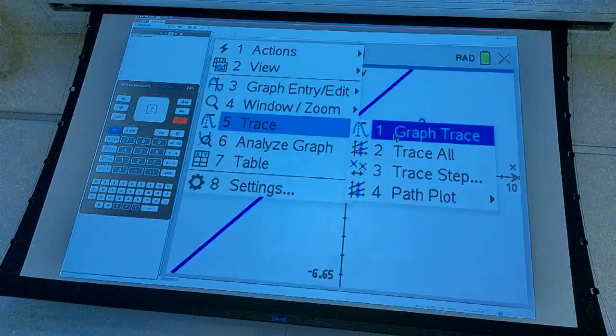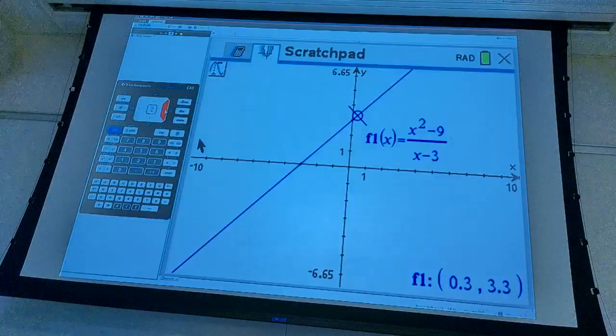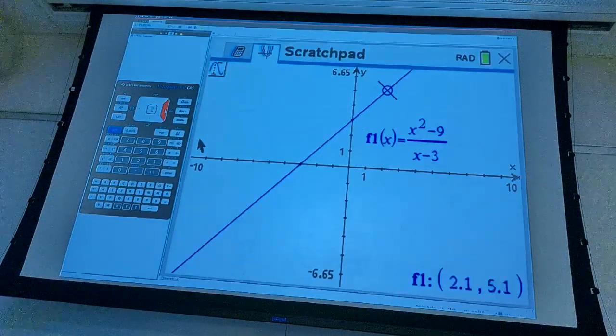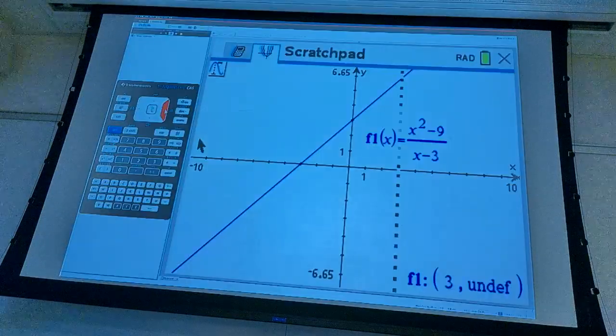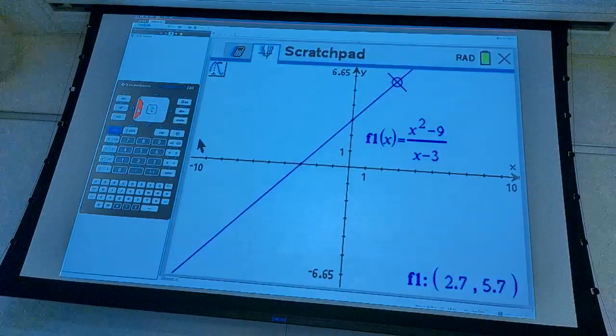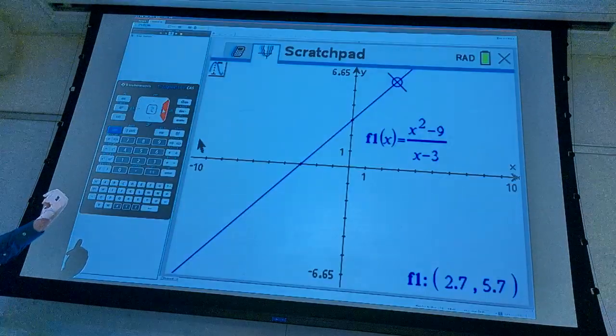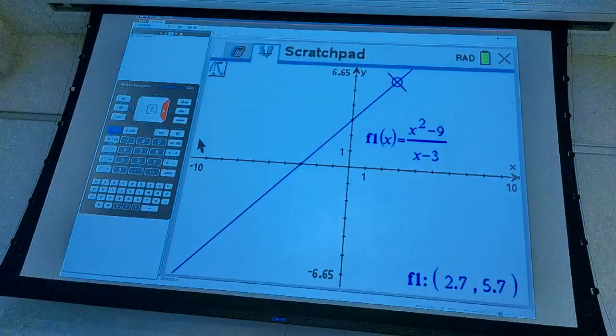Let's go ahead and trace the graph. Remember, we're going to 3, right? At 3, it's undefined. Nice, it actually does tell you that. That's nice. But it looks like, if you look at the y values, they're approaching 6. And the graph itself is connected, which means that it's going to do the same thing from the other side. So that confirms our guess.